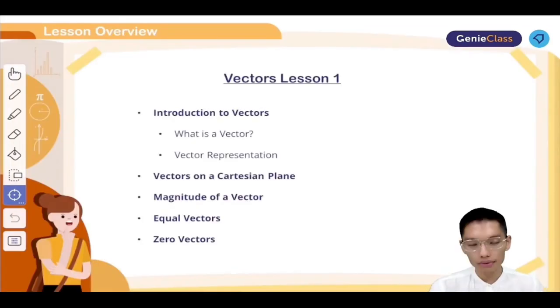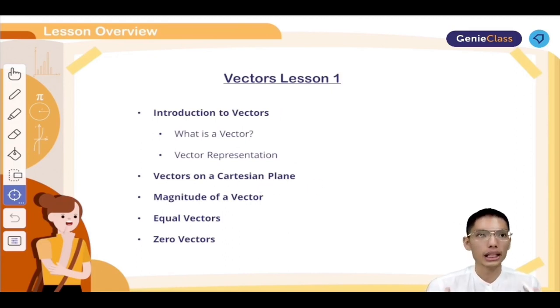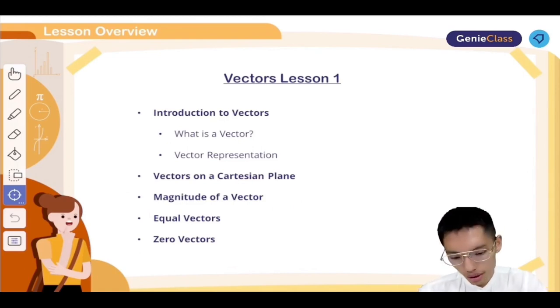Okay, so what are we going to venture into? Today is going to be the introduction of a new topic known as vectors. With something new, you have to know what a vector is and how we represent it, and how you're going to see it on the Cartesian plane, so the xy axis, and some other things we can take note of: how long a vector is, and what it means to be equal vectors and zero vectors. Alright, so let's get started.